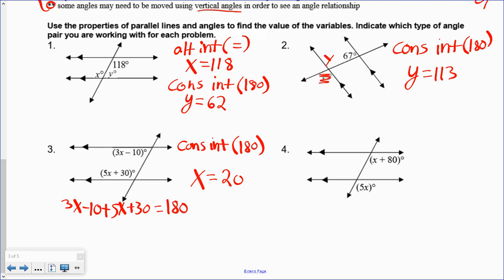All right, what kind of angles are these? No, I just want to know what X is. Corresponding. These are corresponding. What do I know about corresponding angles? They're equal. Only the consecutive ones are going to be 180 supplementary. So I would just say x plus 80 equals 5x. Got it. So x is 20.